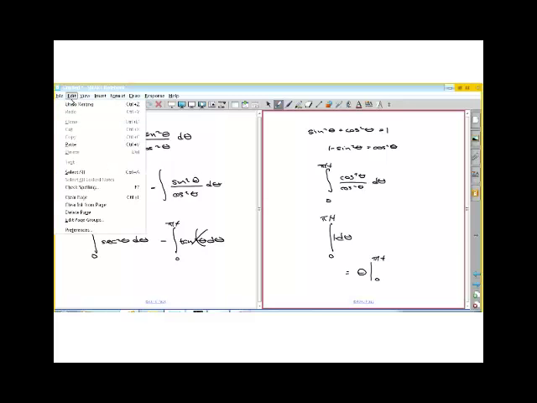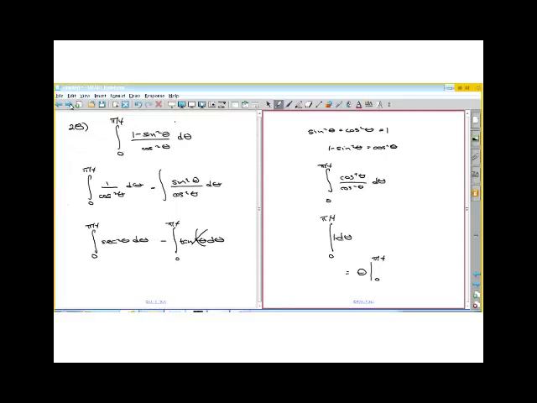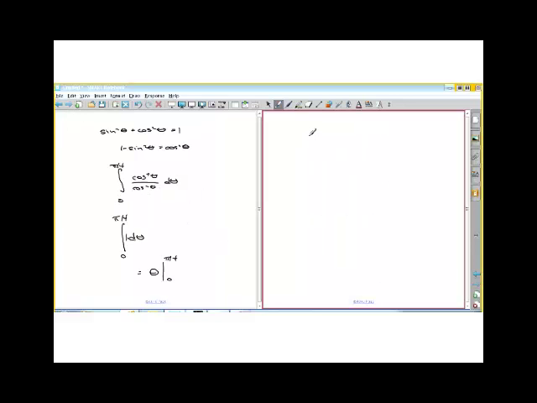And we evaluate that between 0 and pi over 4. So that means we just plug in the numbers. So you just get pi over 4 minus 0, and the answer is pi over 4. And that was problem number, I forgot what number it was. Just double check here. 28. The answer is pi over 4.